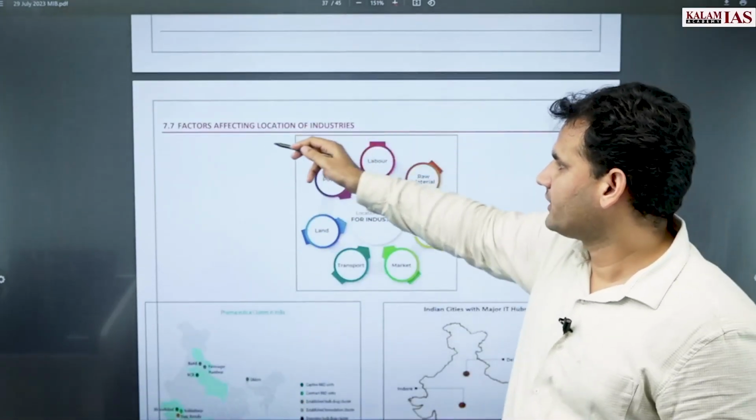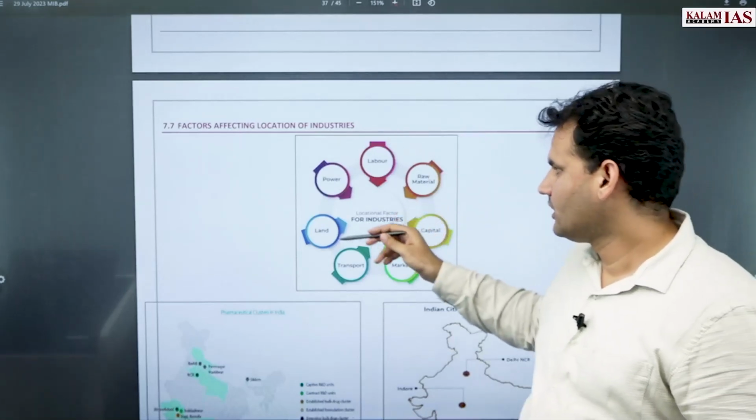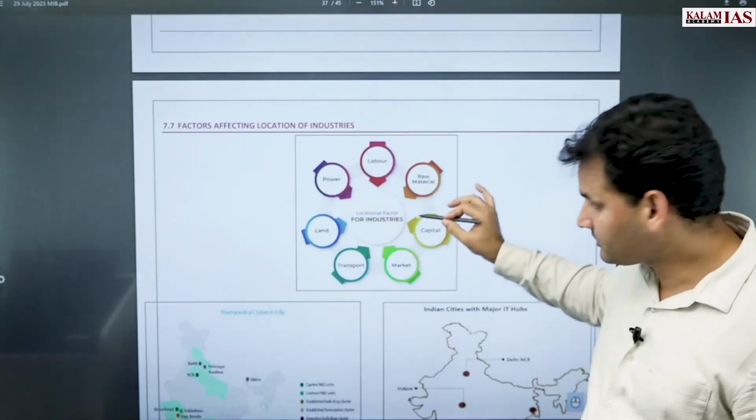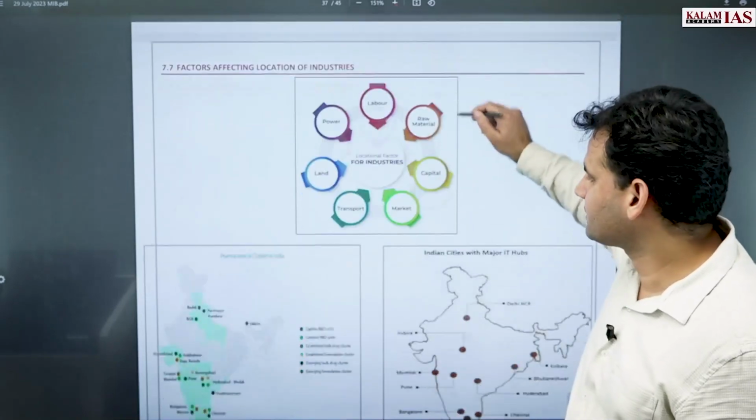And what are the locational factors for any industry? So we have land, power and everything. You must have read all this, but representing it well is all that matters in the exam.